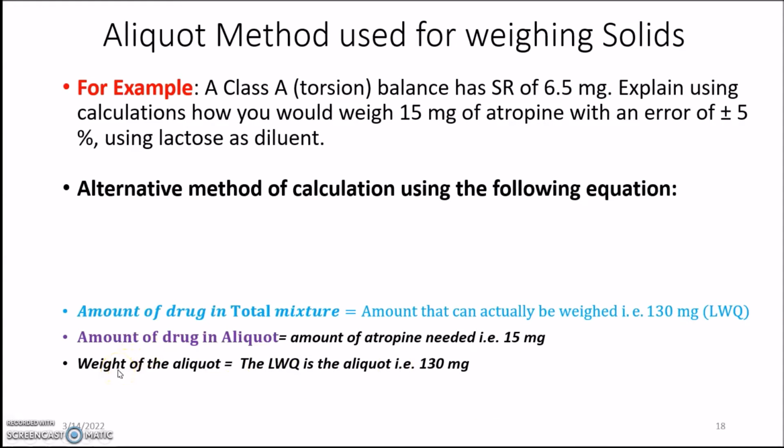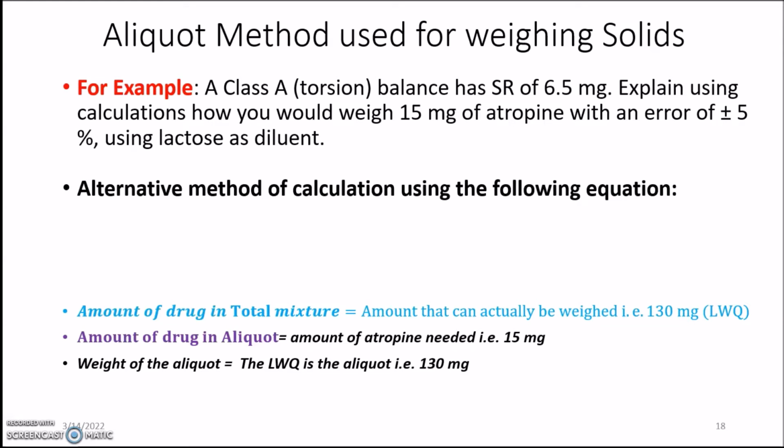And I'm sorry, let me say that again. The amount of drug in the aliquot, and that aliquot is the amount of mixture that will contain the drug you want, which is 15 milligrams. And the weight of the aliquot, of course, is going to be 130 milligrams. How do I determine that? We determine that because we want the aliquot that we want to remove to be 130 milligrams.